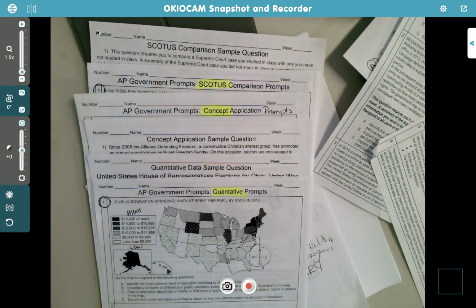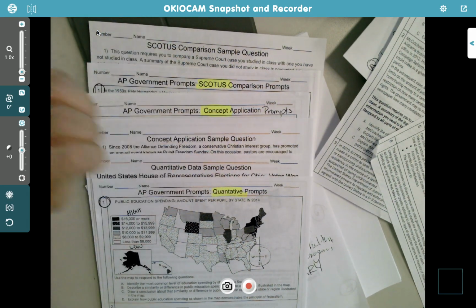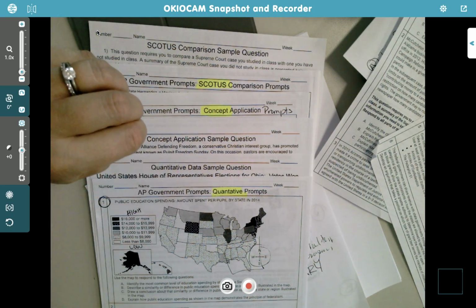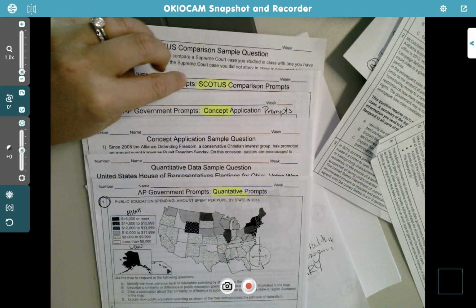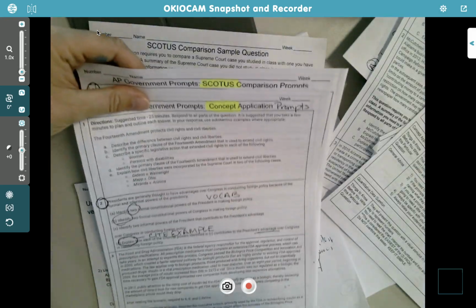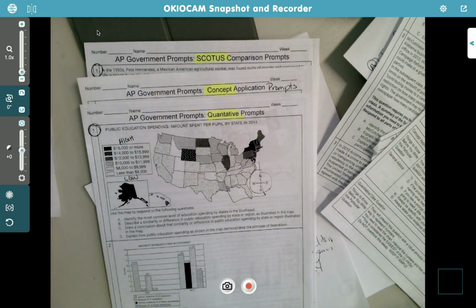On the sheets that say prompts, ladies and gentlemen, I want you to highlight SCOTUS, concept, and quantitative, please. On your papers that have prompts on them, you should have SCOTUS, concept, and quantitative highlighted. On all the papers that have prompt on it, you should have those highlighted. Those refer to the type of question. Okay.